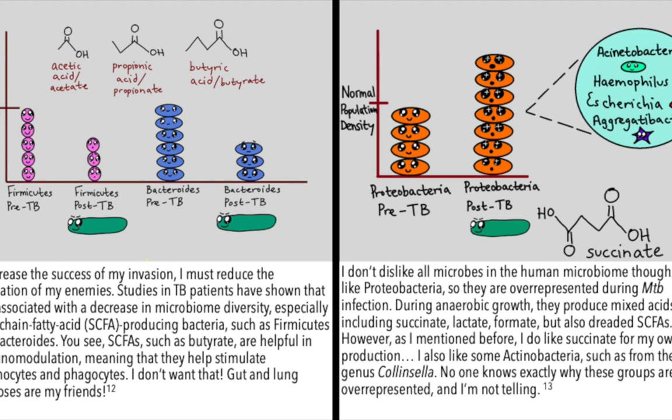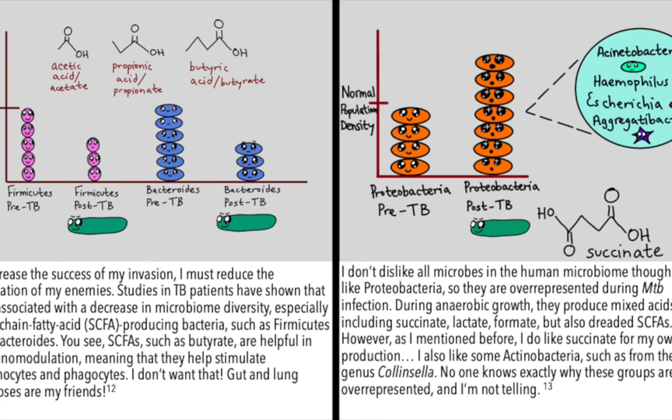Studies in TB patients have shown that I am associated with a decrease in microbiome diversity, especially short-chain fatty acid, or SCFA-producing bacteria such as firmicutes and Bacteroides. You see, SCFAs, such as butyrate, are helpful in immunomodulation, meaning that they help stimulate lymphocytes and phagocytes. I don't want that. Gut and lung dysbioses are my friends.